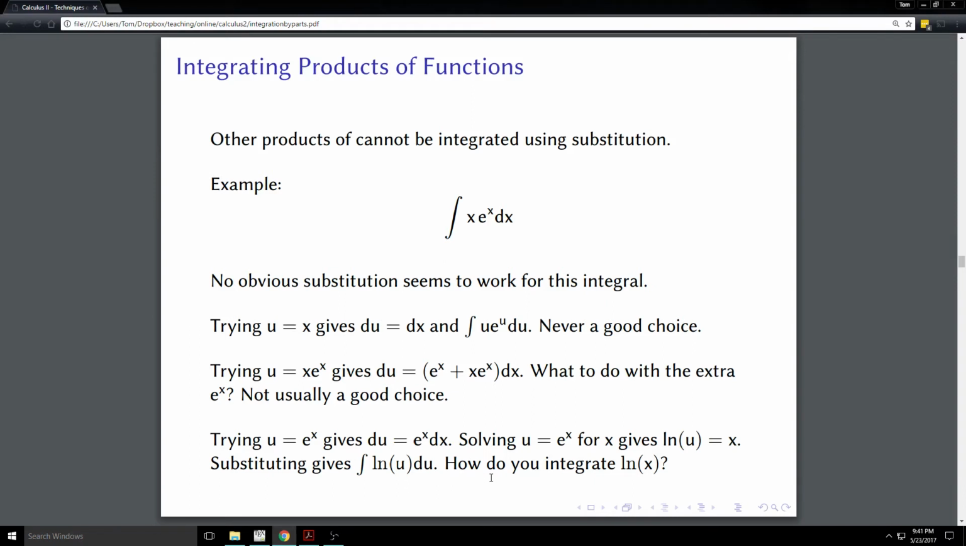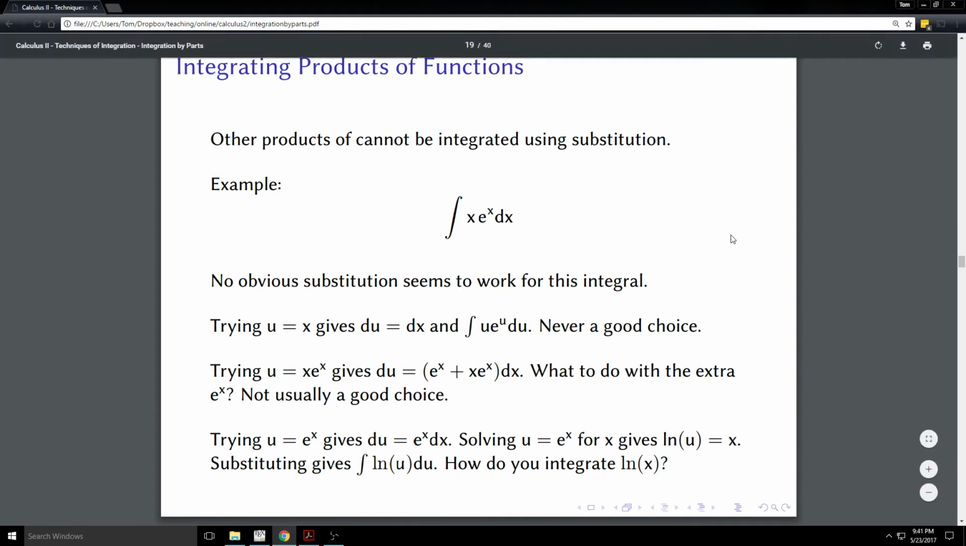So the question is, well, how do I integrate that? And we haven't learned how to do that yet because it takes integration by parts. Okay, so that substitution does lead to something that could possibly work out, right? But in the end, it requires another technique, right, beyond substitution. So none of the obvious things here really work.